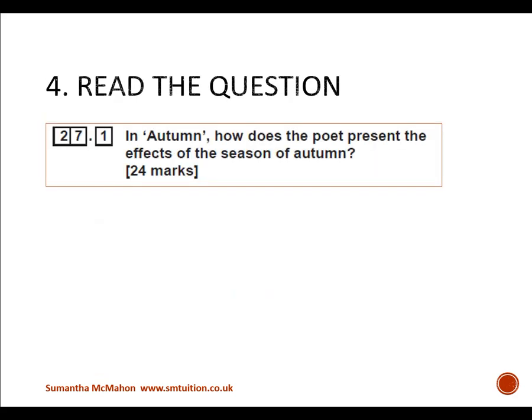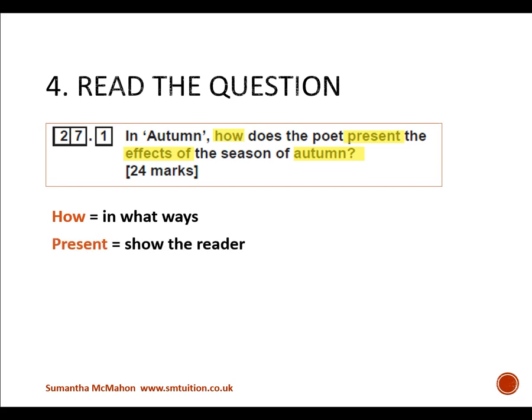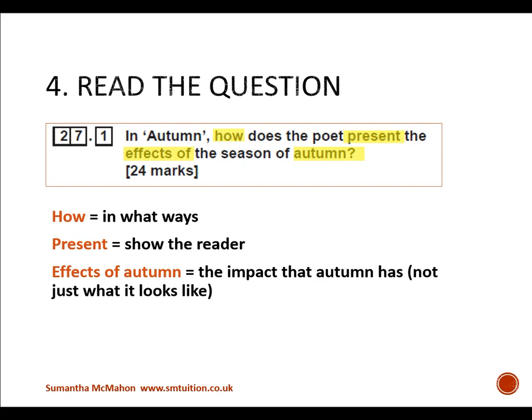Moving on to step 4 now, we need to read the question. I always suggest highlighting key words in the question, as this can help you stay focused when constructing your answer. Here we are being asked how the poet presents the effects of the season of autumn. When we break this down, we can see that the question wants us to discuss the ways in which the poet shows the reader the impact that autumn has, as opposed to simply what it looks like.